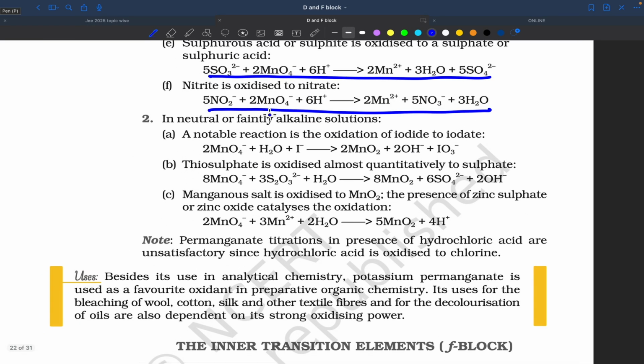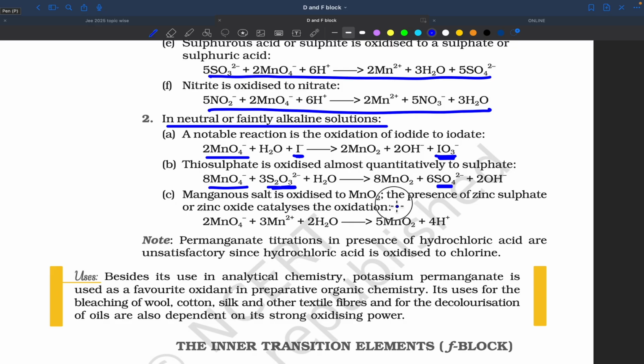So in neutral medium, MnO4 minus oxidizes I minus into IO3 minus. MnO4 minus oxidizes S2O3 minus 2 into SO4 minus 2, where MnO4 is reduced to this. This is neutral or faintly alkaline medium. Neutral medium, it's not an alkaline medium. Faintly alkaline medium is almost neutral medium. So balanced reactions. And manganese salt is oxidized to MnO4.